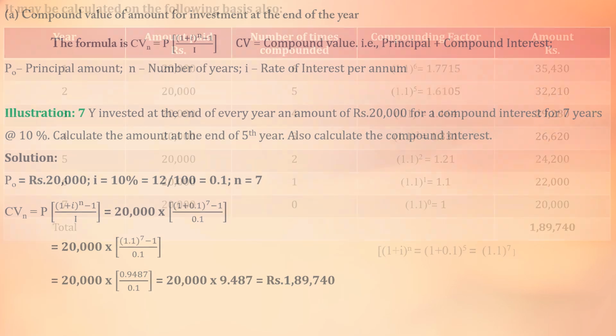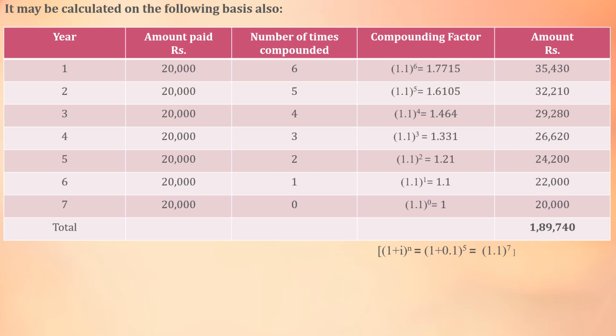89,740. It may be calculated on the following basis also. A 5-column table should be prepared. In the second column, the amount paid, that is, 20,000 rupees for all 7 years, should be written. In the third column, the number of times compounded is written.